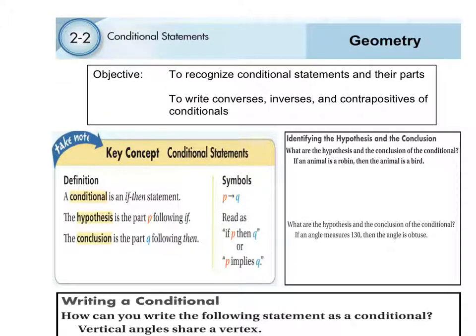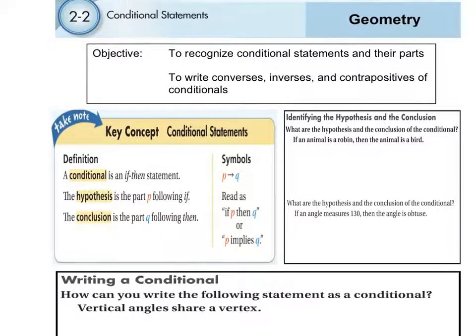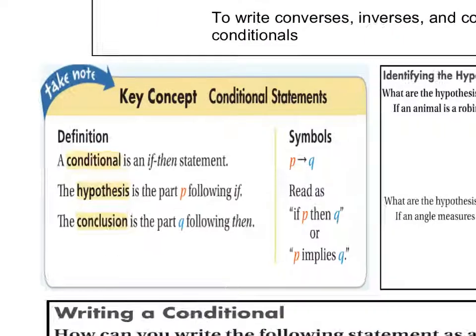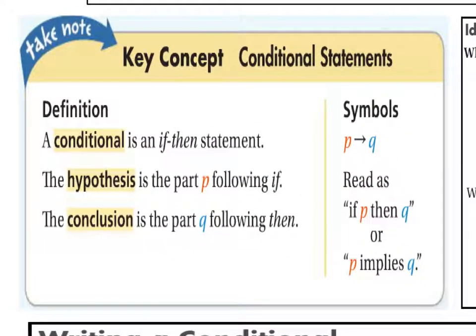So, as we look at these examples, let's take a look at this first part. Conditional statements, what are they? Again, reminder, a conditional statement is an if-then statement. The hypothesis is the part that follows the word if, and the conclusion is the part that follows the word then.